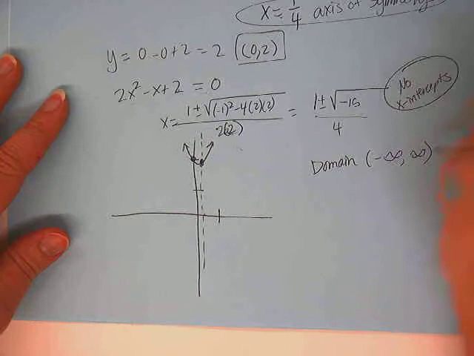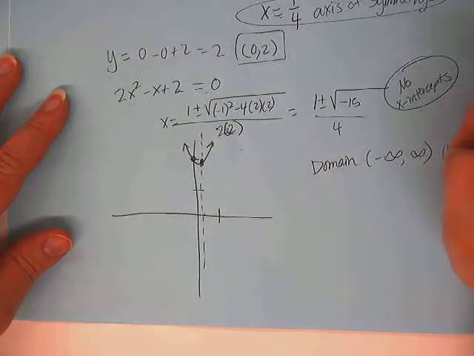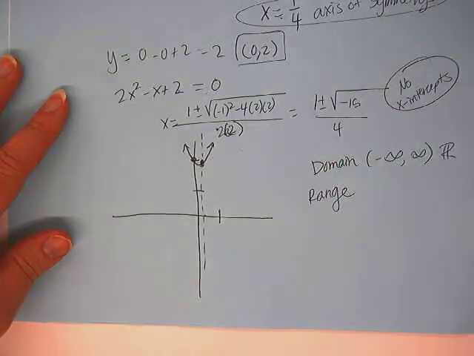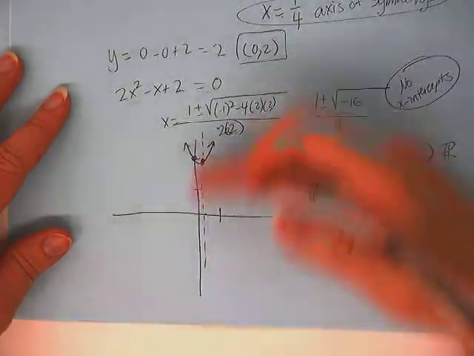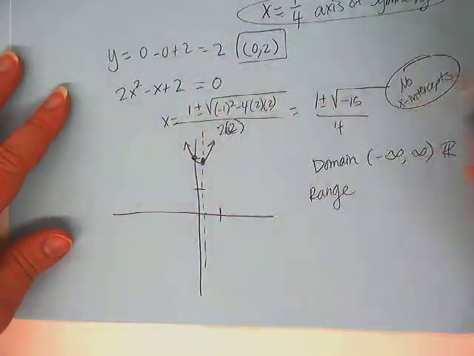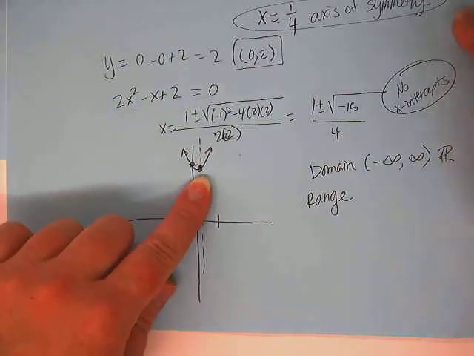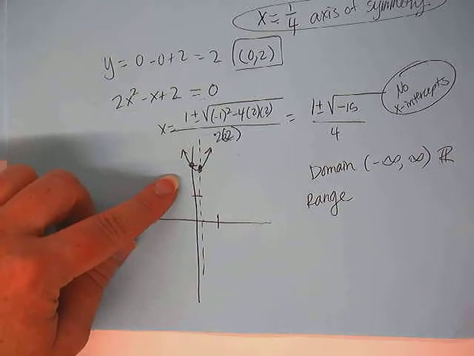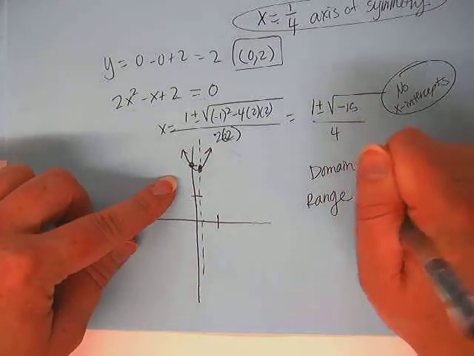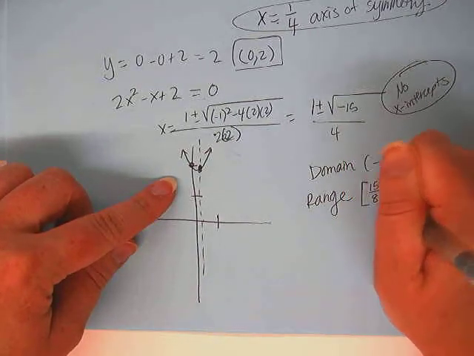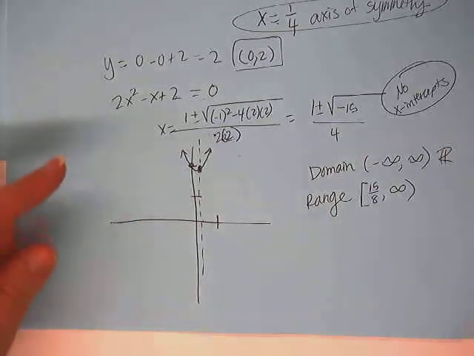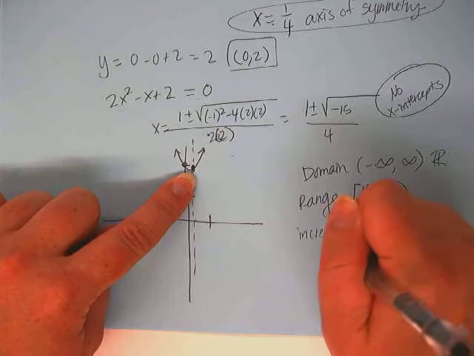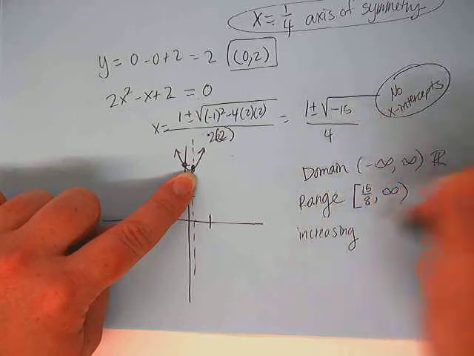Okay, so then the last part is domain and range. Domain for parabolas is always what? Negative infinity to positive infinity, or all real numbers. Range, that's where we have to be careful. What is the range for this one? Where does it start? What's this number it starts at? It's not quite 2, remember? No, it's 15/8. So the range is from 15/8 to infinity.